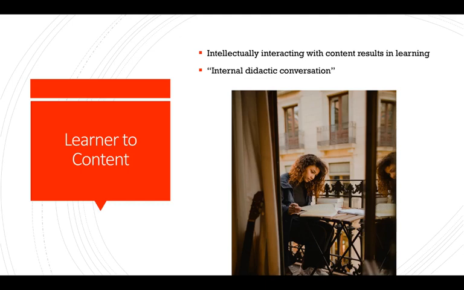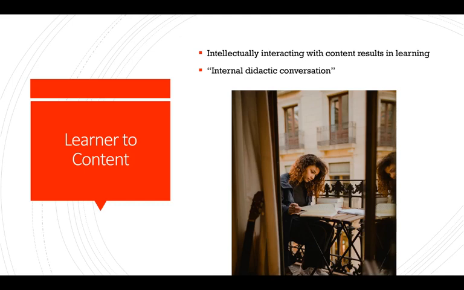So the first one, of course, is learner to content. And this is basically just the learners themselves, whoever's learning, it's the students in your class or whoever the learners are, intellectually interacting with content. And as they interact with the content, that is learning. That can bring about the change in a learner's mind to help them to do the learning that they're supposed to do. And Moore talks about this internal didactic conversation that's going on inside the learner's head as they're interacting with these elements. They're focusing on what they're supposed to be learning, whether it's reading or watching or some other activity that helps them to learn.